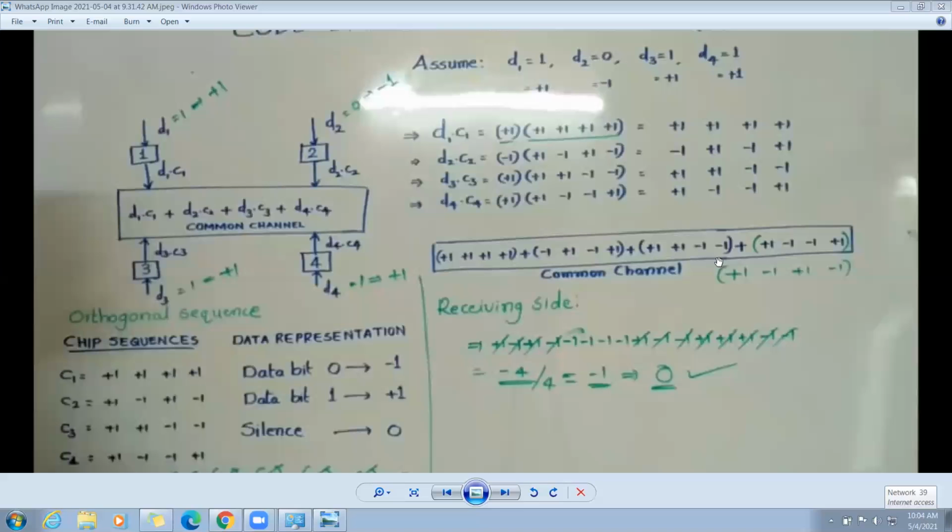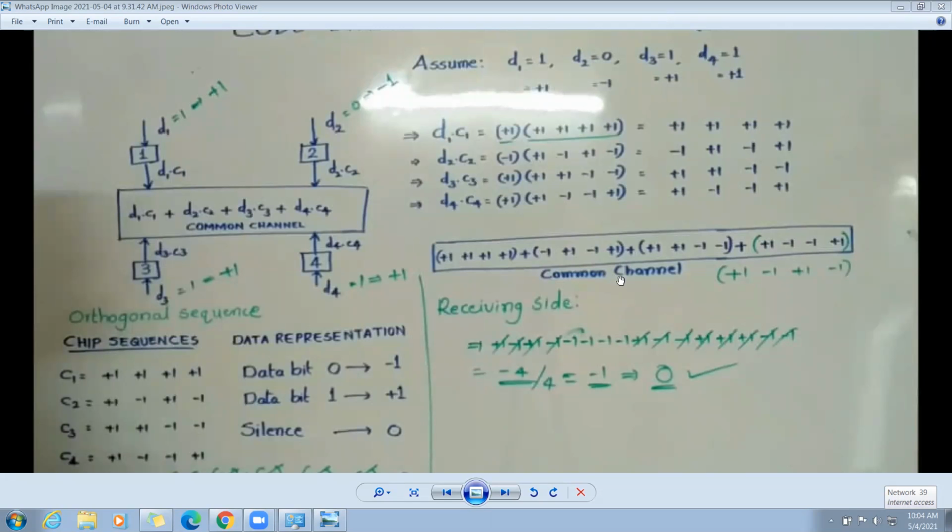All this information is multiplied with C1, I will get D1's data. Multiplied with C2, I get D2's data. Multiplied with C3, D3's data I will get. Multiplied with C4, I will get D4's data.